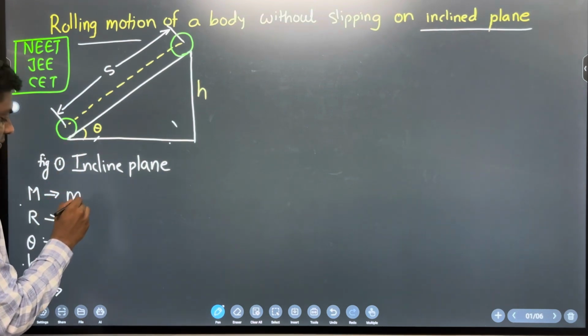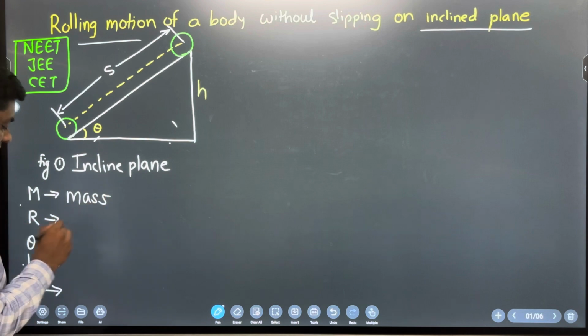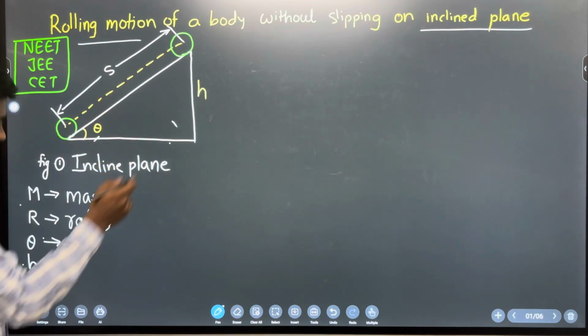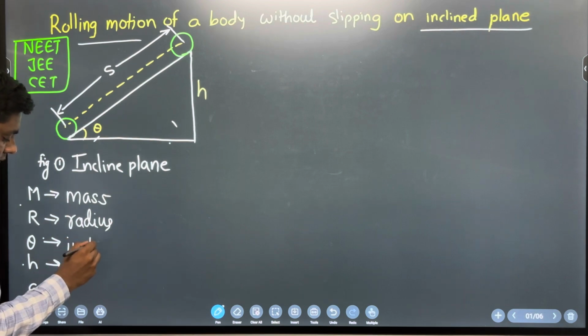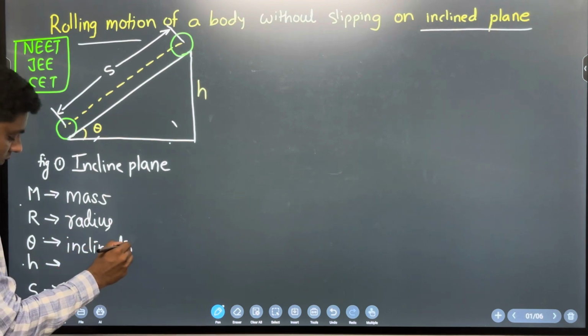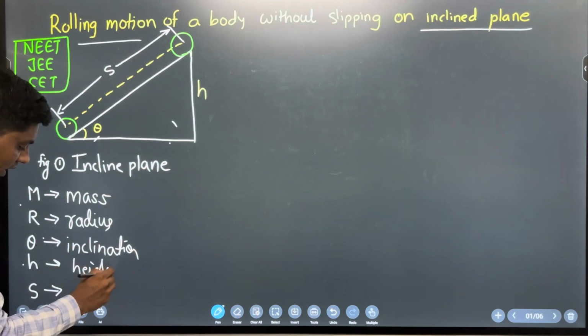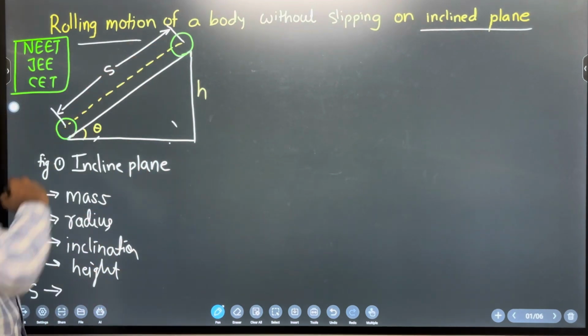Capital M is the mass of the body, r is the radius of the body, theta is the angle of inclination, h is the height of the body, and s is the linear displacement of the body.